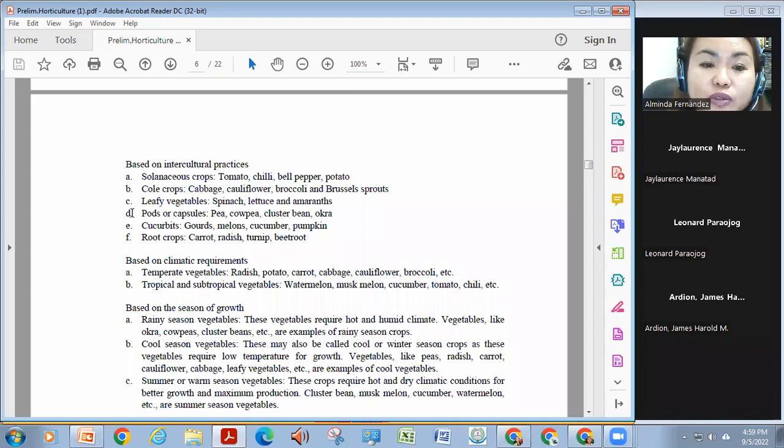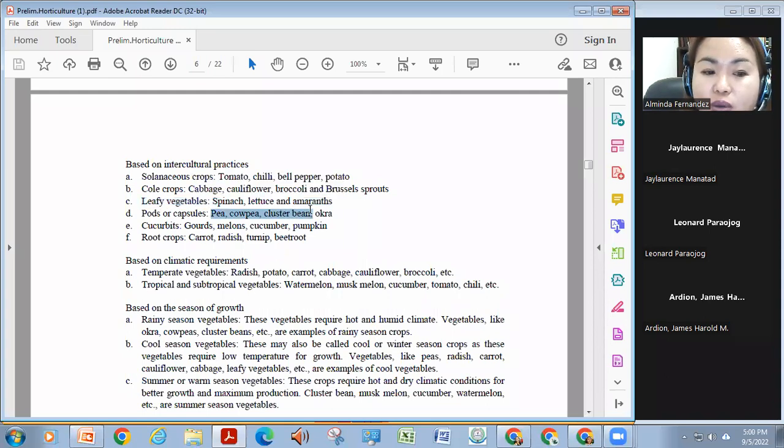So, based on intercultural practices, pwede na natin i-classify ang vegetables natin as solanaceous crops. Kasi magka-family sila, so pare-pareho lang din ang kanilang culture practice or methods of cultivation. Like the tomato, chili, bell pepper, potato, so mga solanaceous yan sila. Cabbage, cauliflower, broccoli, and Brussels sprouts are cole crops. And spinach, lettuce, and amaranths are leafy vegetables.